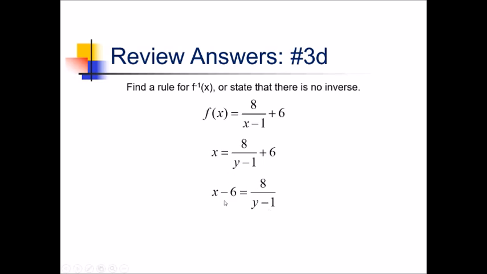So on the left side, I'll have 1 over (x minus 6). On the right side, I'll have (y minus 1) over 8. So reciprocal for both sides. And again, the only reason I did that is to get y in the numerator, because it's easier to solve for it when it's in the numerator. Next, I'm going to get rid of this 8 by multiplying it to the other side. And finally, I'm going to add 1 to both sides, giving me f inverse equals 8 over (x minus 6), all of that plus 1.